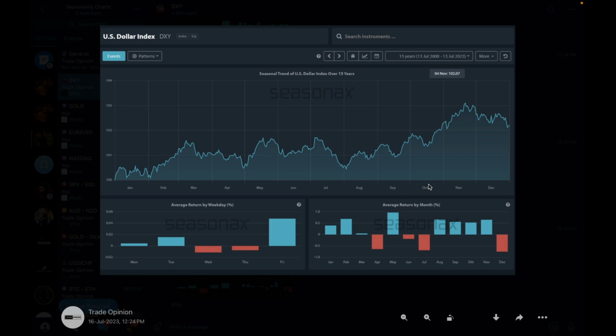US dollar index, right? And we can see that in the month of July or in the month of June, we can see price dipping and making a low, right? So the month of June looks a little bit bearish. Average return by month, it's looking bearish. So the seasonality chart is saying that we can be bearish in this month, or maybe we can go through some sort of consolidation. So bearish and consolidation will be in our mind.